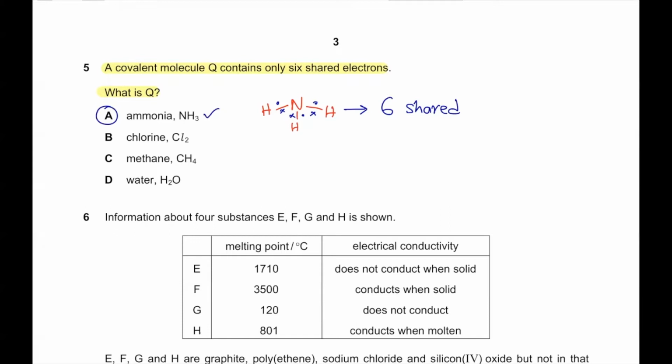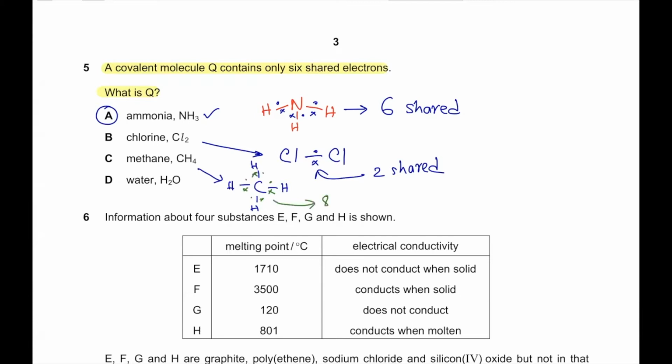However, let's see why chlorine is not correct, or why B, C, D are not correct. So in chlorine, one chlorine is bonded with another chlorine, so there is only a dot and cross. So there are 2 shared electrons. All right. In methane, there is carbon that is bonded with 4 hydrogens, and each bond represents a dot and a cross. So definitely that means there will be 8 shared electrons. And in water, we have oxygen that is bonded with hydrogen. So there is a dot and a cross. So there is a total of 4 electrons. So none of them are correct.